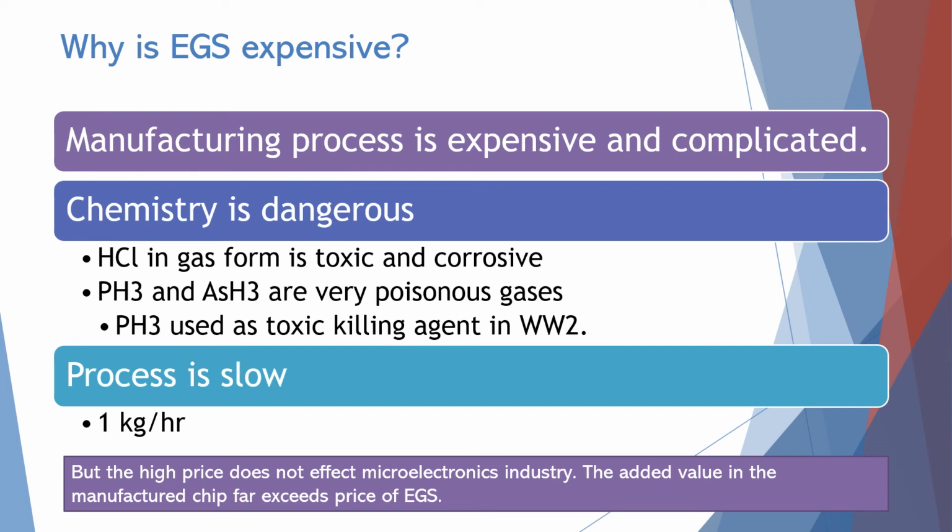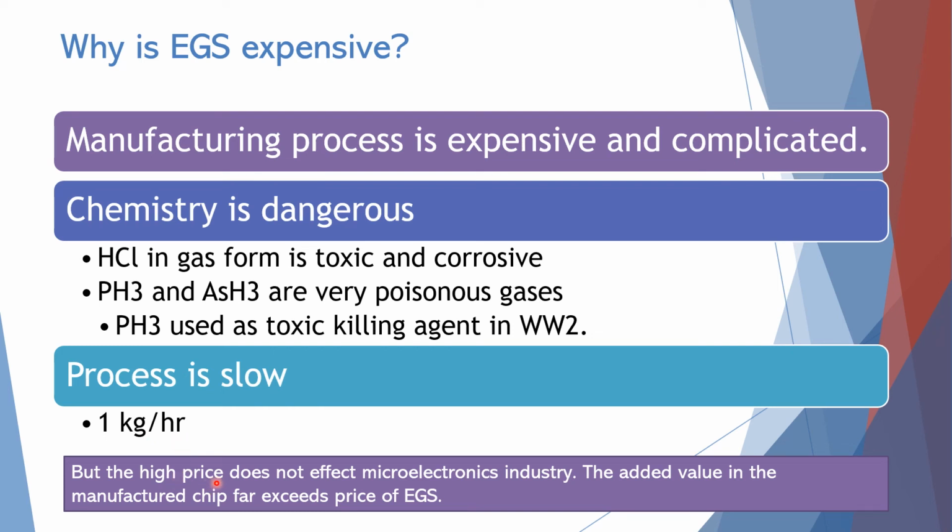The next reason is that the chemistry is dangerous. As I mentioned, the gas form is toxic and corrosive. PH3 and AsH3 are very poisonous gases. If you search, you will see that PH3 was used as a toxic killing agent in World War II. The next reason is that the process itself is very slow, so you can gather about 1 kg per hour.